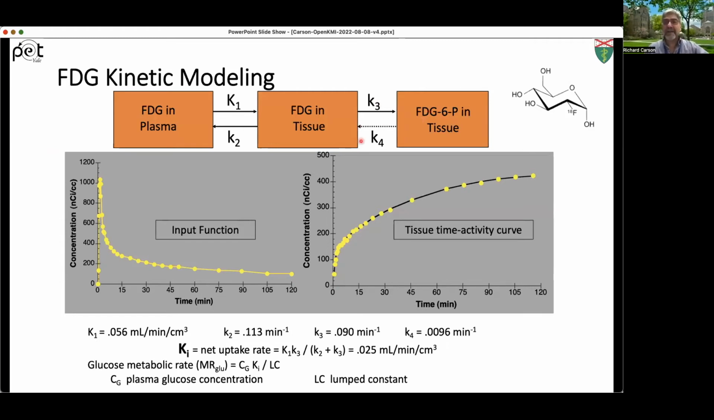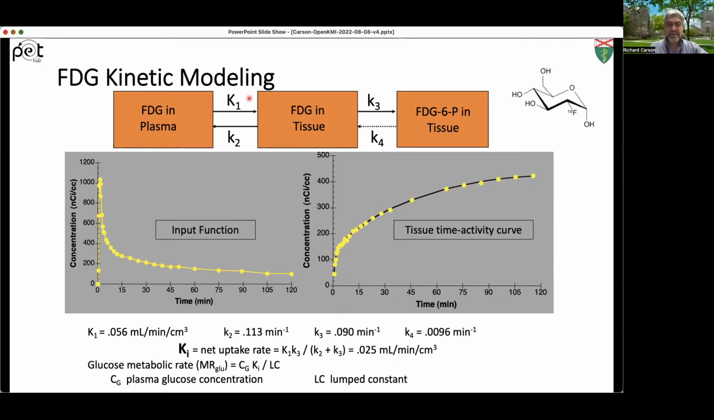And depending on the tissue, we may or may not have dephosphorylation. Here's what it looks like in normal brain. Here's the input curve, that is the FDG in the blood, the time activity curve, the initial arrival, followed by clearance. Here's the uptake into the brain over 2 hours. We can measure the parameters of the model. Here's what they look like.